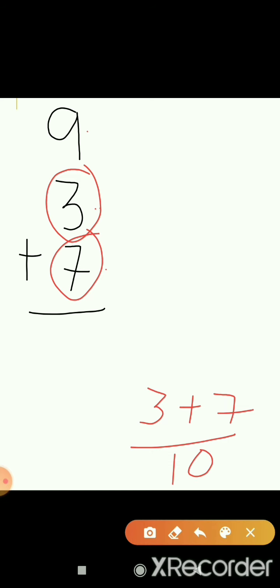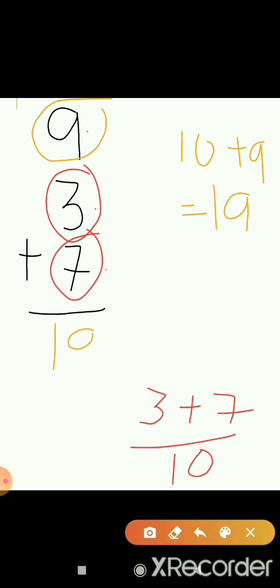Now, can we add the remaining number with 10 easily? Yes. So 10 plus 9. 10 plus 9 is equal to 19. So 9, 3 and 7, when we add them together, what is our answer? 19. Understood students?